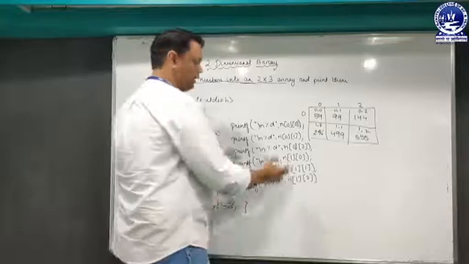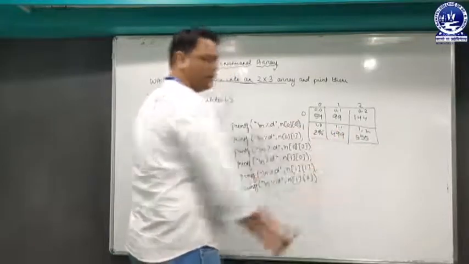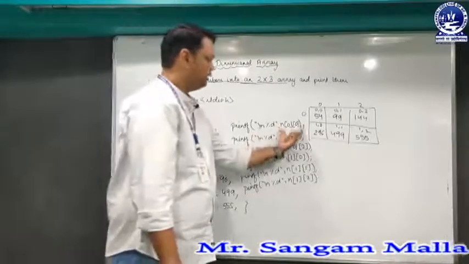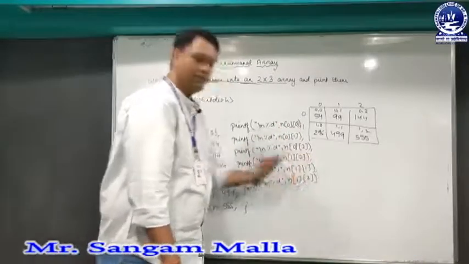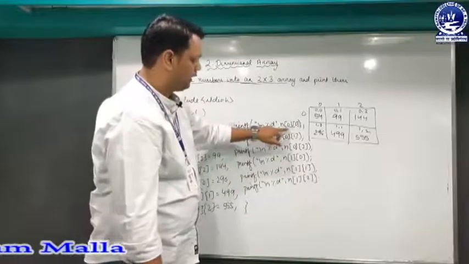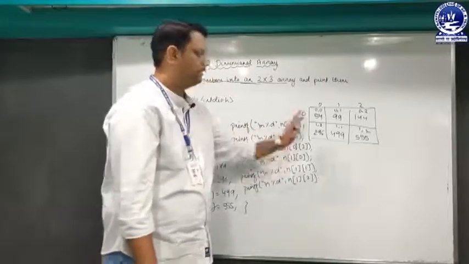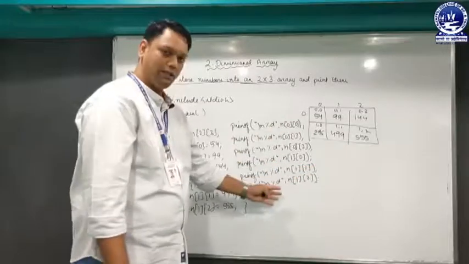So in this way we will be printing the elements of the array. We have already stored the numbers. Now we will be printing the values according to the index number. The index number will have the row number and the column number. So all these values will be printed according to the index number specified.